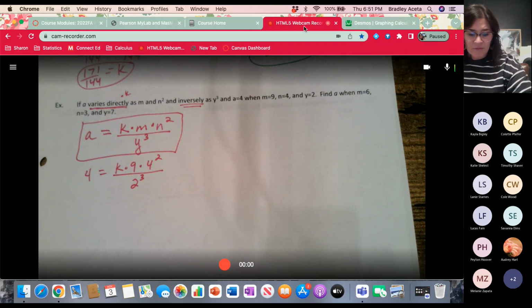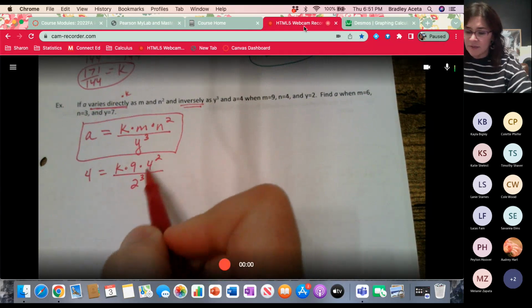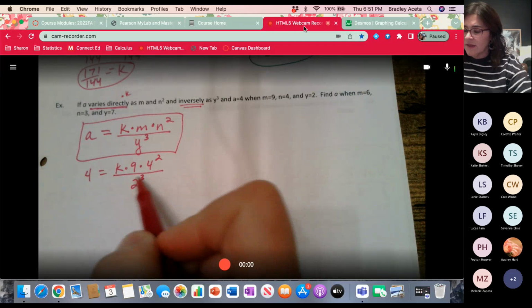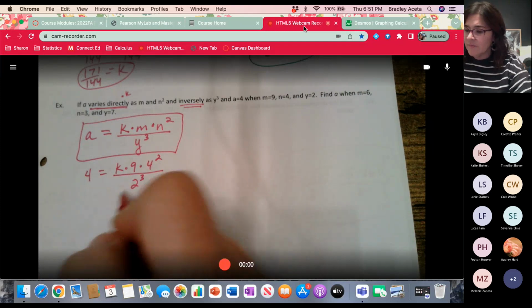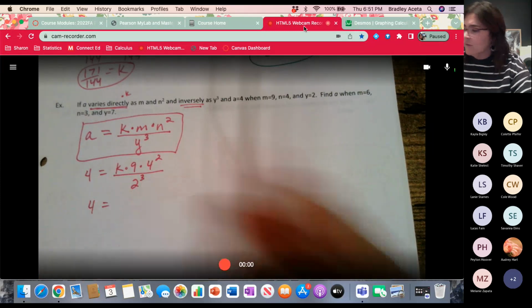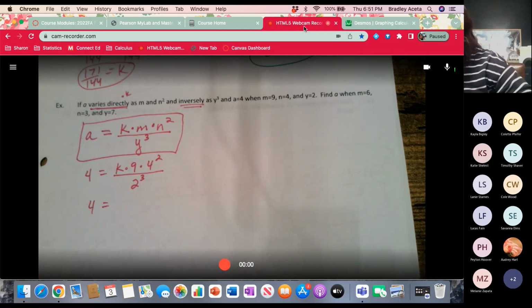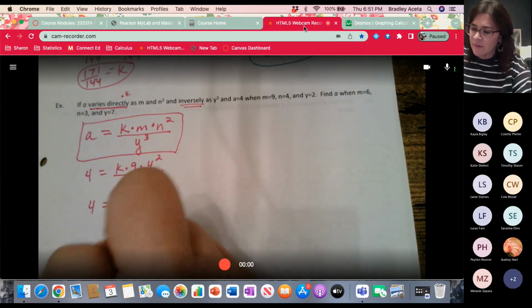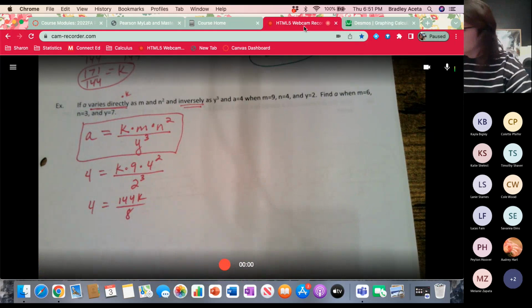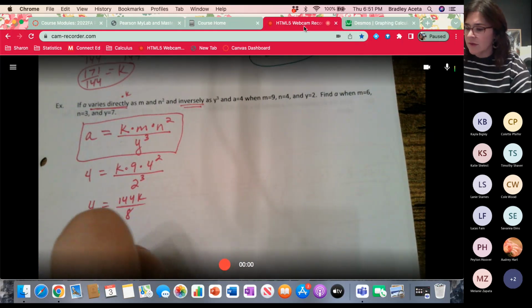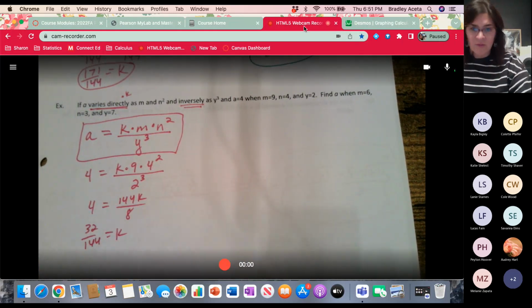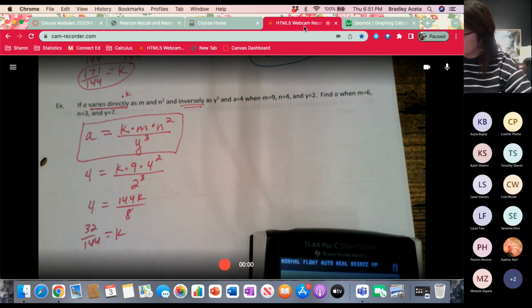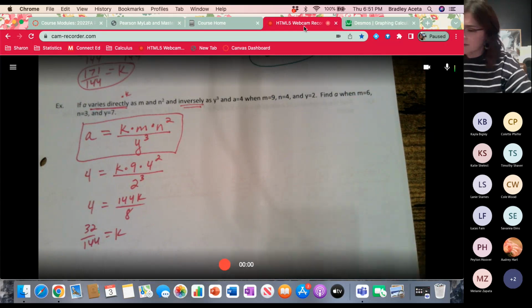And you do a little bit of math magic here, 9 times 16, and then that's 8. So 4 equals, what's 9 times 16? Why can I not think today? 144, oh yeah. Divide by 8. 8 times 4 is 32, so 32 over 144, which is reducible. 32 divided by 144, 2/9.